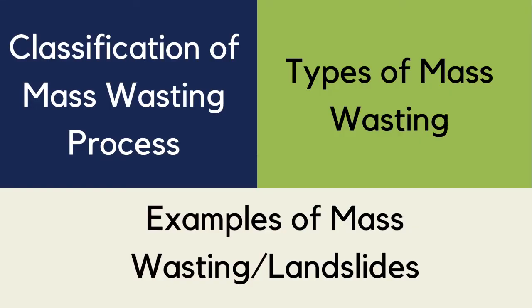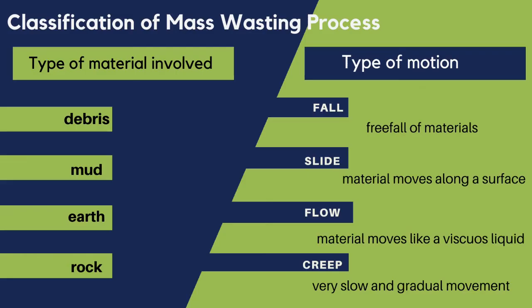Next, let's tackle the classification of mass wasting processes, the different types of mass wasting, as well as different examples of mass wasting or landslides. People usually use the common umbrella term landslide when talking about the different mass wasting events, but there are specific and easy naming systems. There are two criteria to classify mass wasting events.